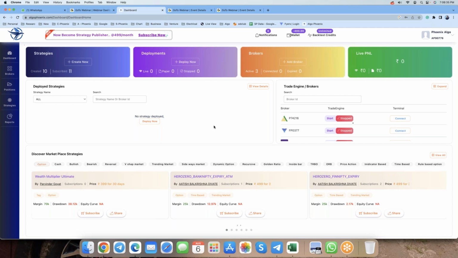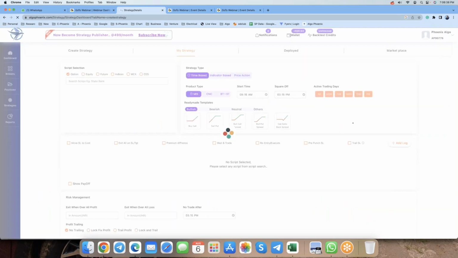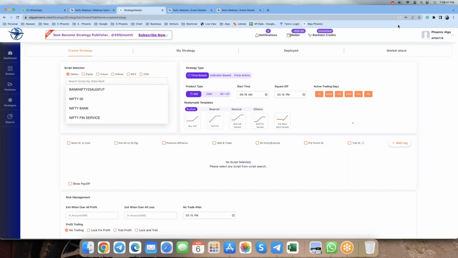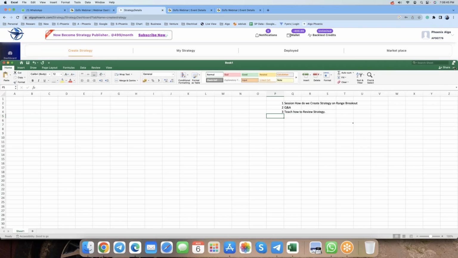Now I'll create a strategy. Click on create strategy. Here, what is my expectation? My expectation is to create a strategy based on the opening range breakout strategy, or you can call it the trend range breakout strategy, or Phoenix range breakout strategy. Multiple ways are there.